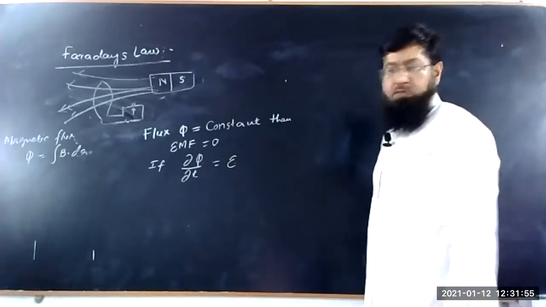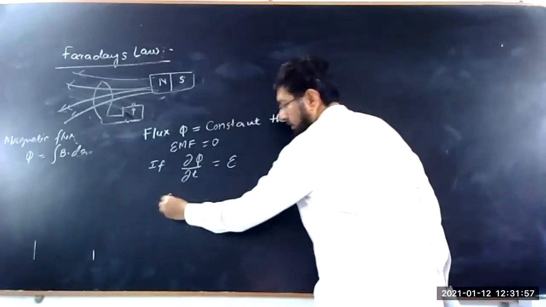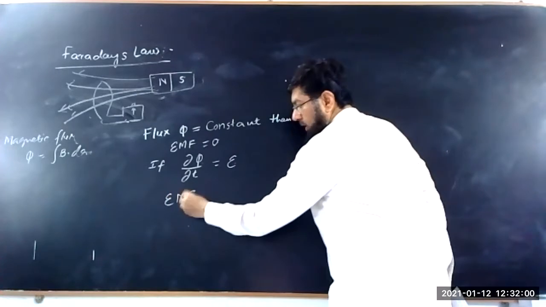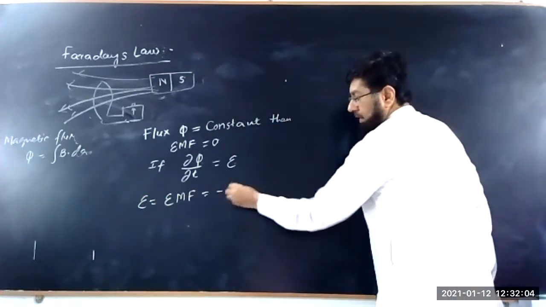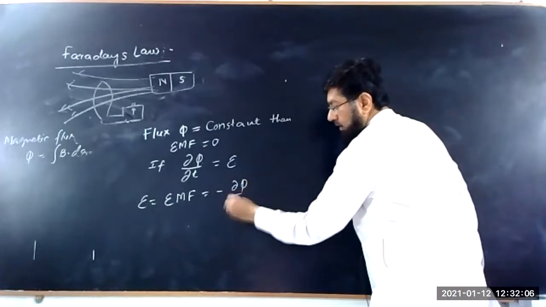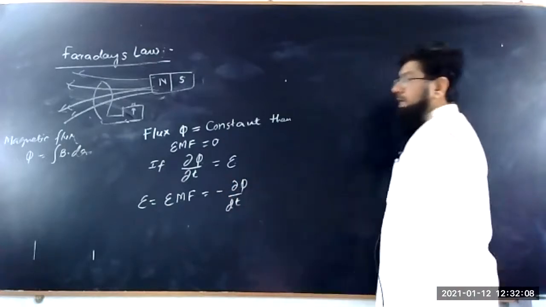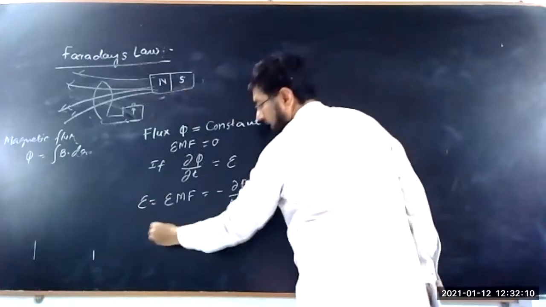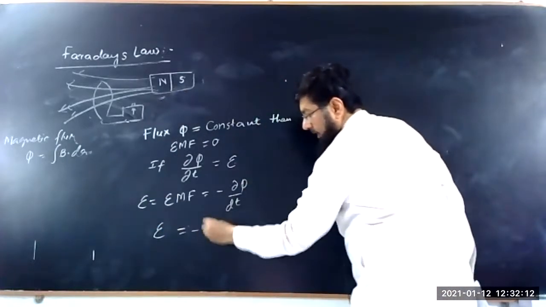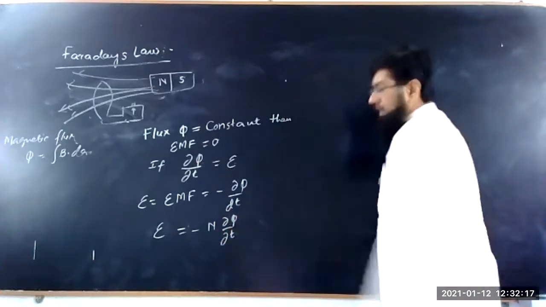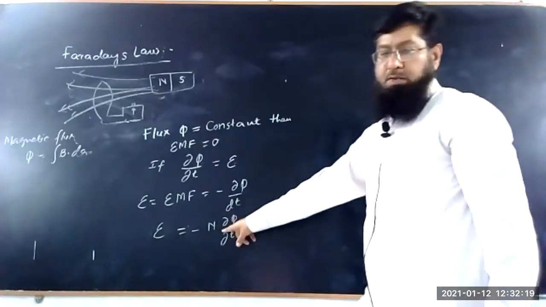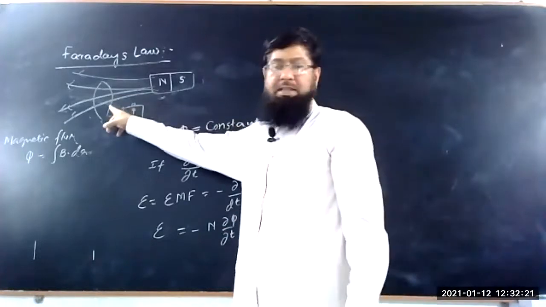This EMF, E, is equal to minus d phi over dt. This EMF E is equal to minus N d phi over dt. This N is the number of turns. Here we have a single turn.